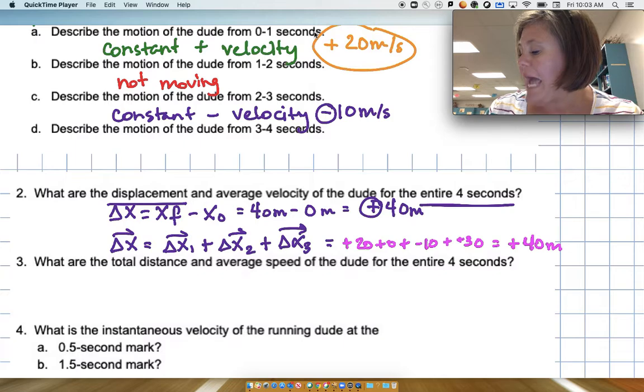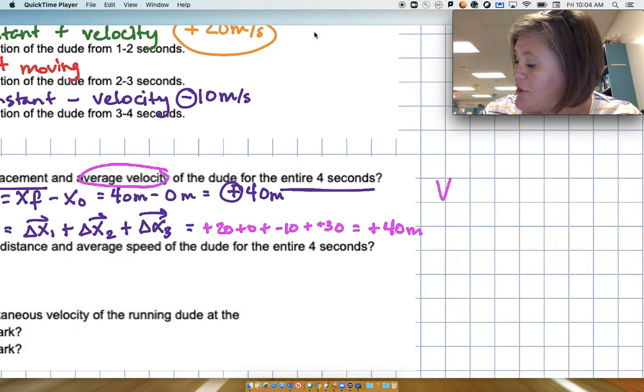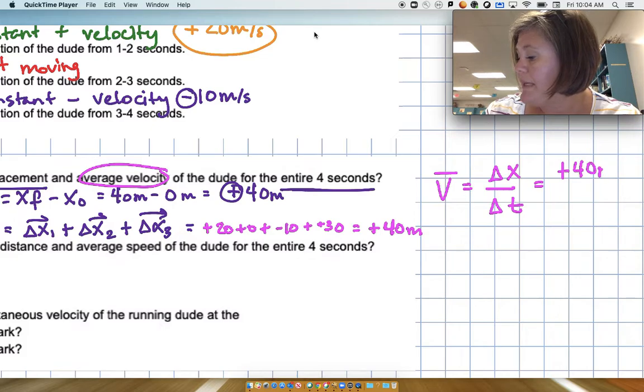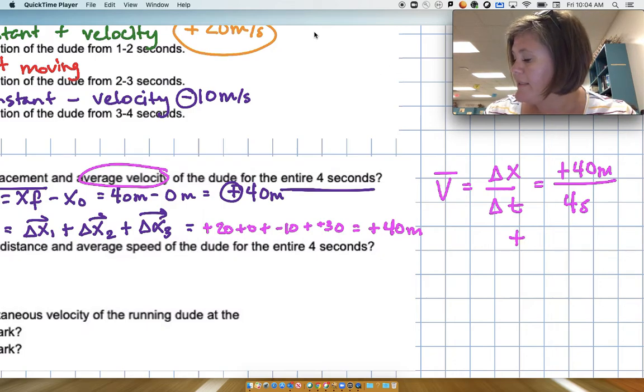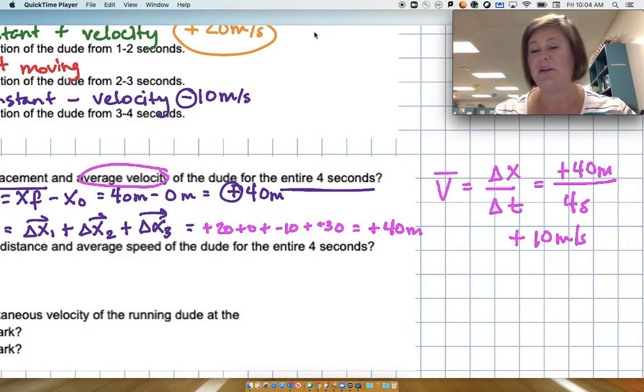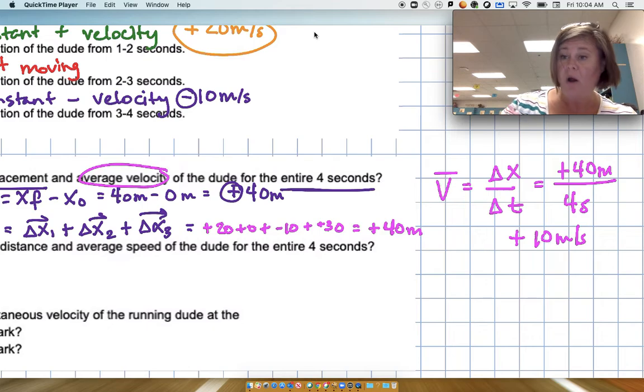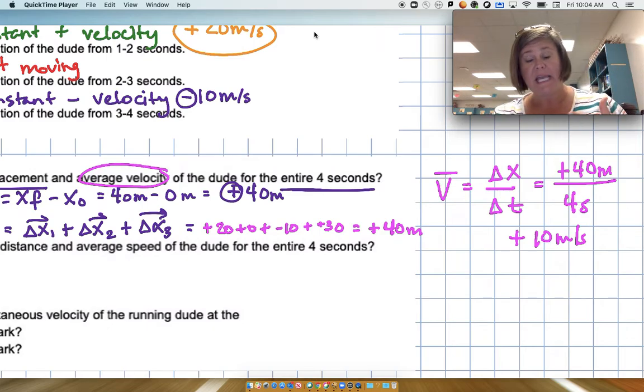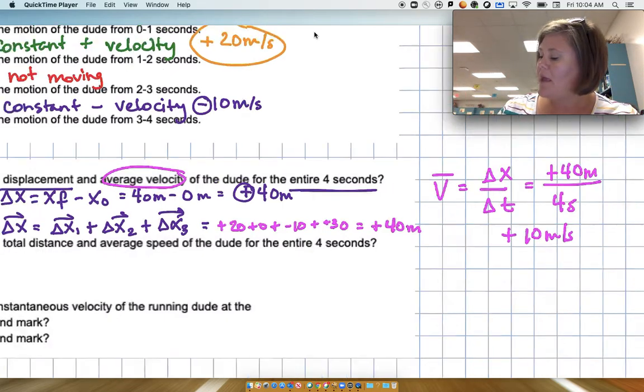And then it wants to know the average velocity. Well, we know, I'm going to come over here, the average velocity is just the total displacement divided by the total time. So that's going to be positive 40 meters divided by the 4 seconds, okay? And that would be positive 10 meters per second. Now notice that's an average for the entire 4 seconds. That doesn't tell me how fast he was going during the first second or how fast he was going during the third second. It's an average, okay?